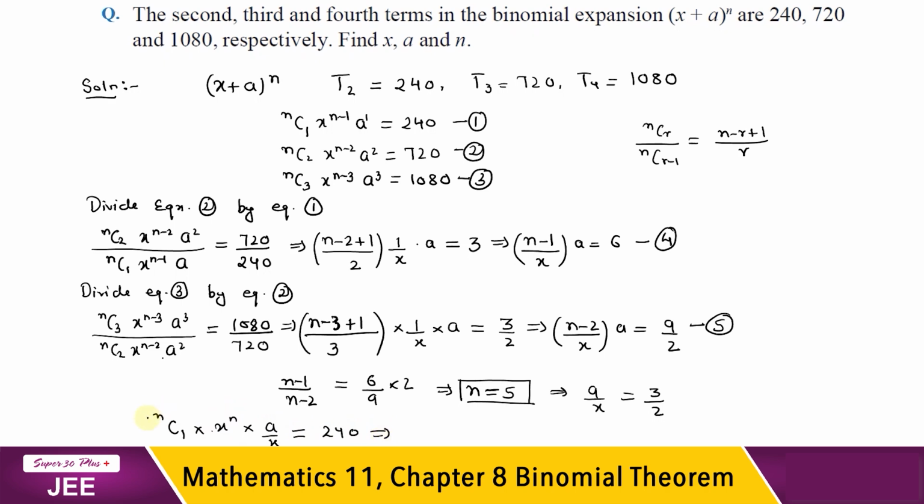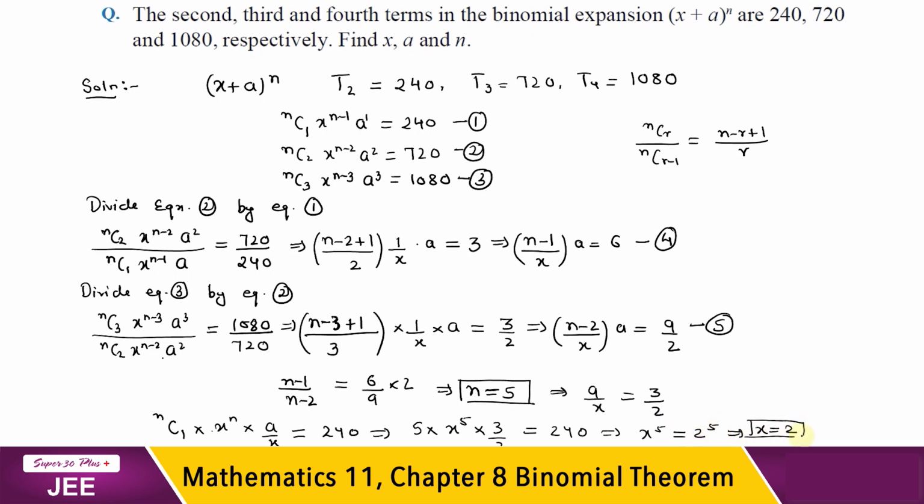So we have the value of nC1, which is n, and n is equal to what? 5 multiplied by x raised to the power 5 multiplied by a by x. A by x is 3 by 2 equals 240. So upon simplification, x to the power 5 comes out to be 2 raised to the power 5, which means that the value of x is equal to what?